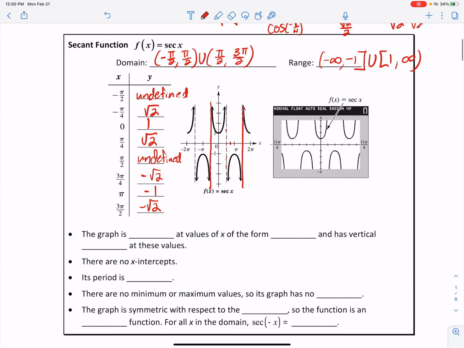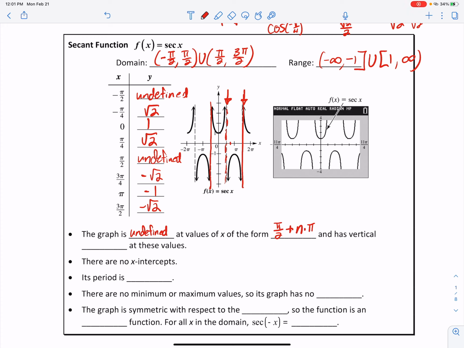All right, the graph is undefined at values of x of the form, so I start with pi over 2, that's where it started, right? That's that first red dotted line that I have here. That's pi over 2. How much do I add? So it's going to be n times the period. How much do I have to add to get to the next one? And it's weird because the period's not pi here. But they're talking about the undefined portion, so that's like right here, right? This straight up and down line, and we want to know what do we have to add to get to the next one.